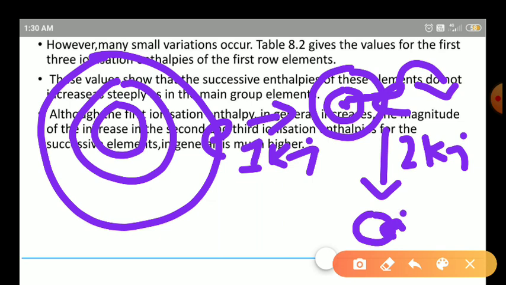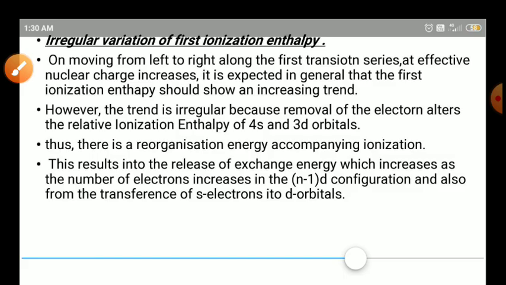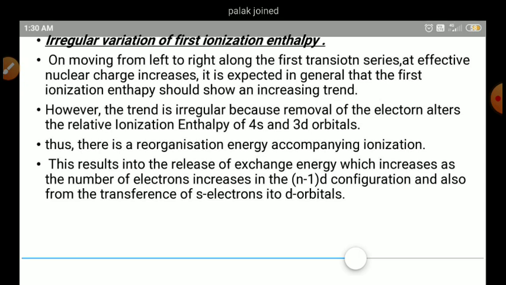So whatever the third ionization enthalpy is, it requires a very large amount of energy, because the effective nuclear charge is maximum here. If the effective nuclear charge is maximum, the removal of the electron requires a large amount of energy. So, irregular variation of the first ionization enthalpy: here we are going to discuss only the first ionization enthalpy.